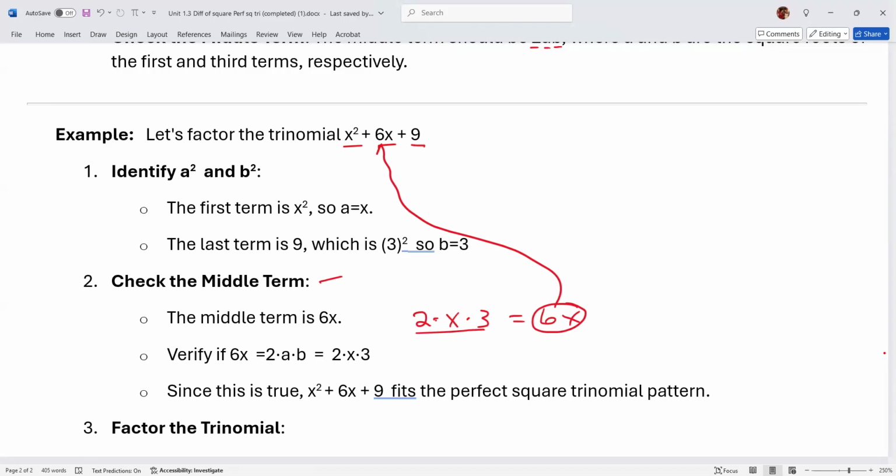Okay, it fits the pattern. And so the factorization will be the square root of the first term, the square root of the last term, and the sign in front of the second term, the quantity squared.